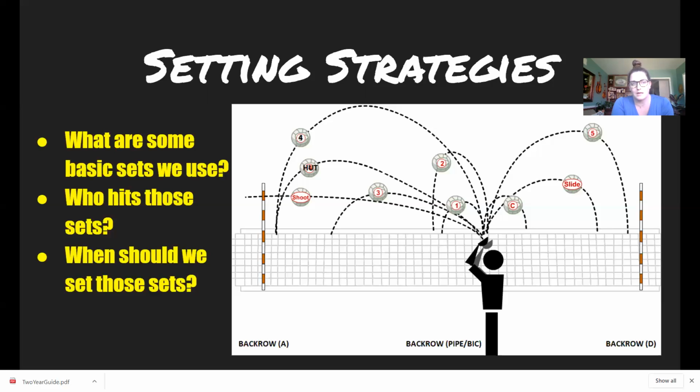How can I score? And that decision making completely changes based on your personnel, based on how well your hitters are doing. And on a good, perfect, easy day, you're able to just make the smart set to anybody who's on the court and just set that person. So that stuff changes team to team, year to year, game to game.